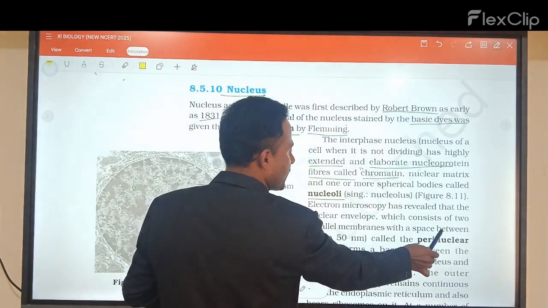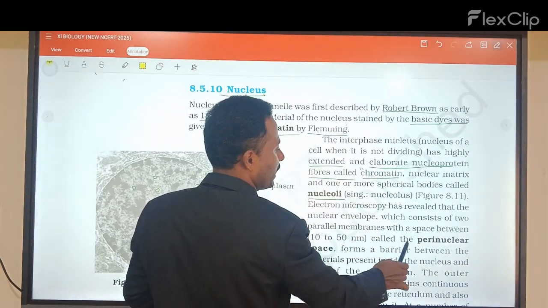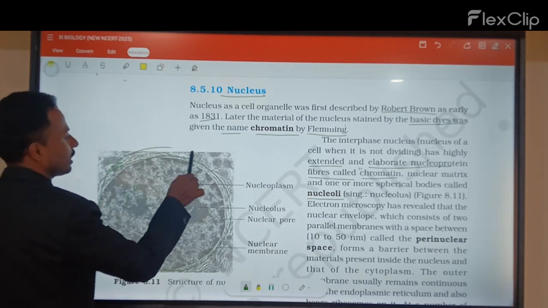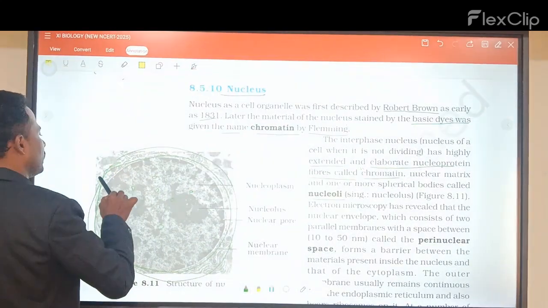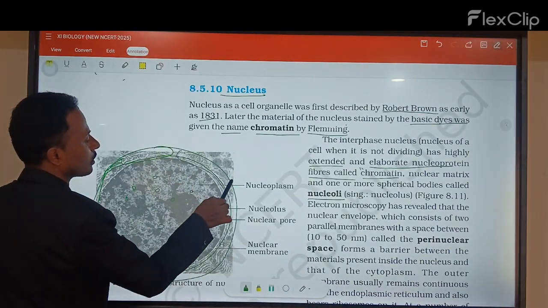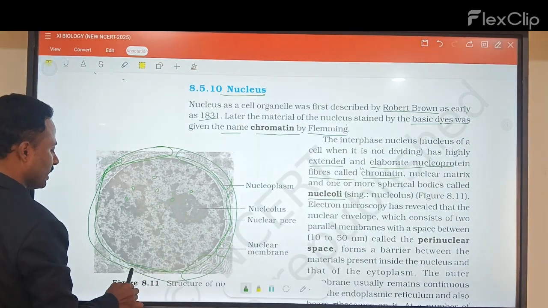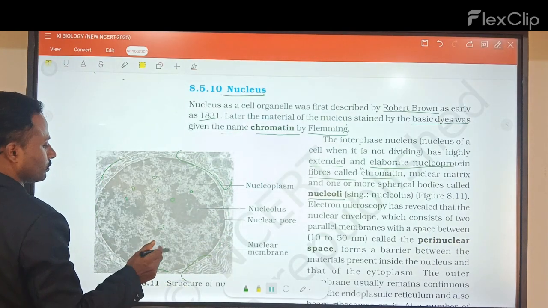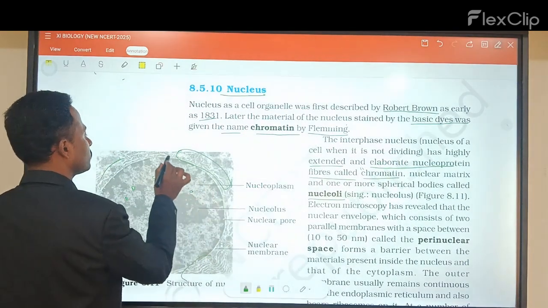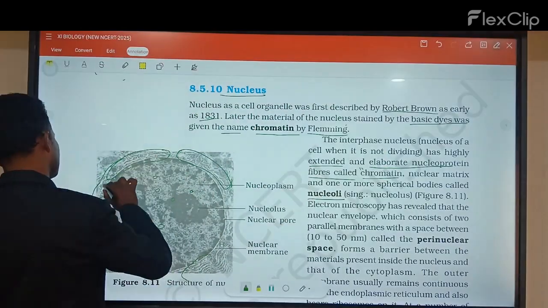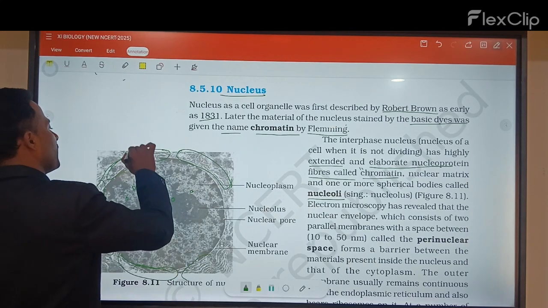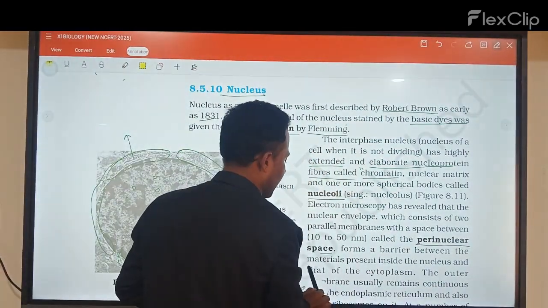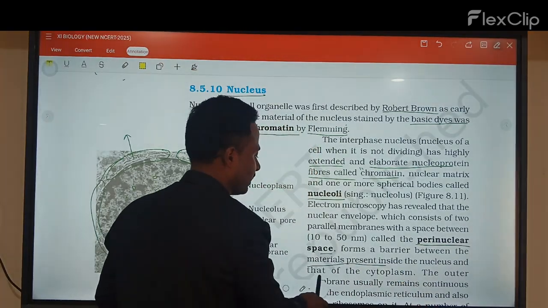Now the electron microscope has shown that the nuclear envelope consists of two parallel membranes, and the space between them, 10 to 15 nanometers wide, is the perinuclear space. So there are two layers present, and the space between these two layers is called the perinuclear space. It forms a barrier between the material inside the nucleus and the cytoplasm.